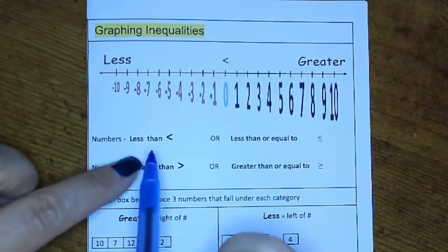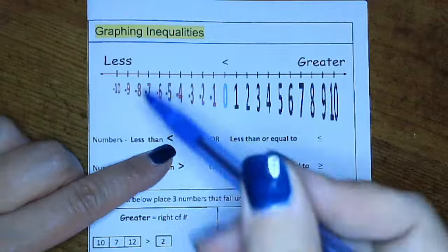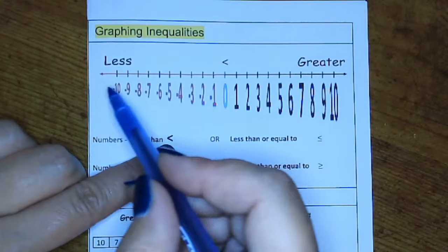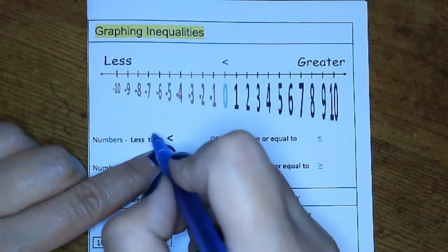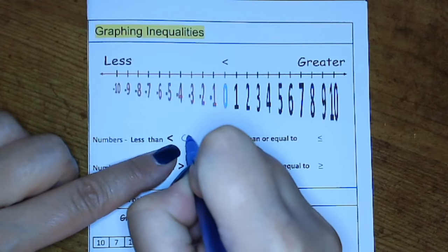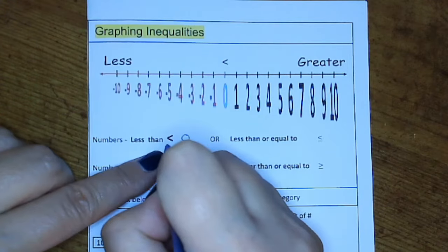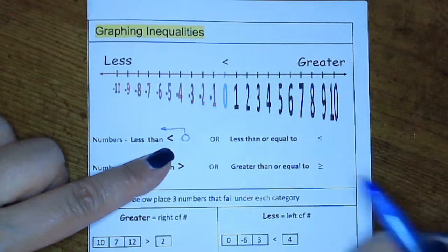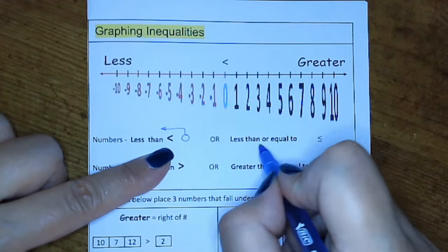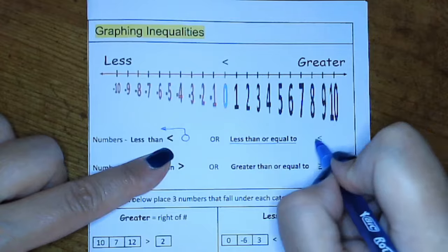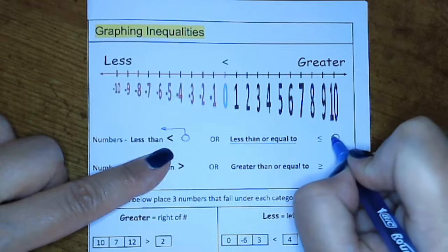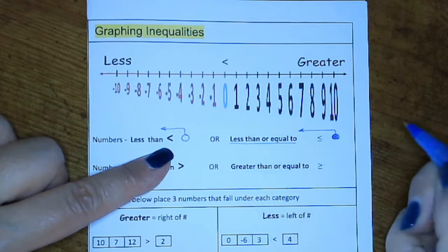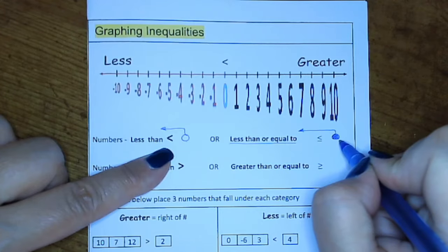The symbol less than shows where the numbers are on the lower, or left, side of a number. So to graph, we are going to have an empty circle because there is no equal sign, and then we're going to show that the numbers get smaller to the left. If the inequality says less than or equal to, the equal sign includes the number that we're comparing, and less goes to the left. So a solid circle includes the number itself.